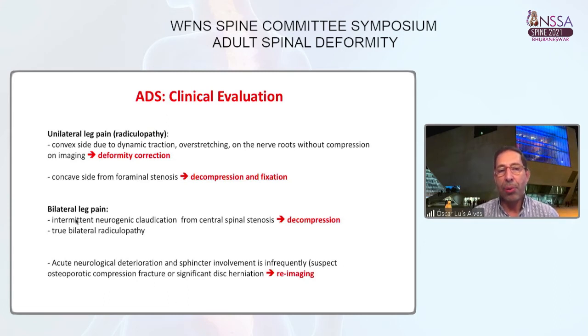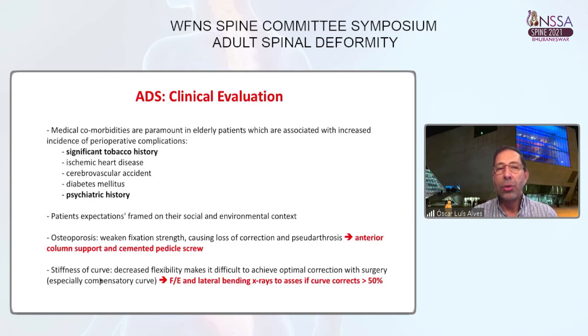Bilateral leg pain is possible. It can be a true bilateral radiculopathy or just a form of neurogenic claudication from central spinal stenosis, and this leads you to decompression. Any acute neurological deterioration can probably be an osteoporotic fracture or disc herniation, and you need urgent re-imaging. You should not look only at the spine, but also at comorbidities.